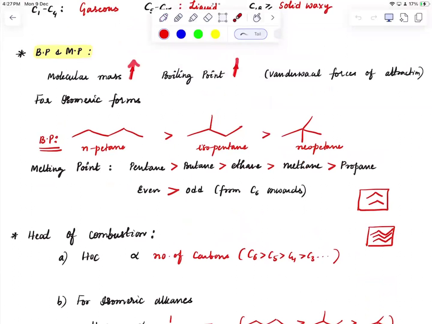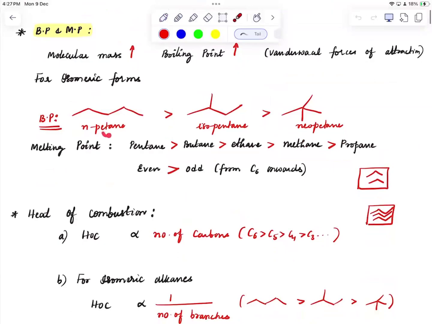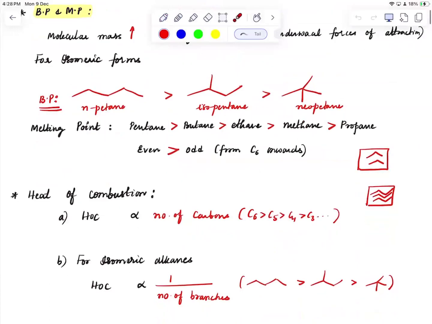If that is increasing, boiling point usually increases because the van der Waals forces of attraction would be more for bigger size molecules. So therefore, n-pentane will be greater than isopentane than neopentane. Melting point is the only exception which you will find, where even and odd would have more even and odd. We need to check based on symmetry.